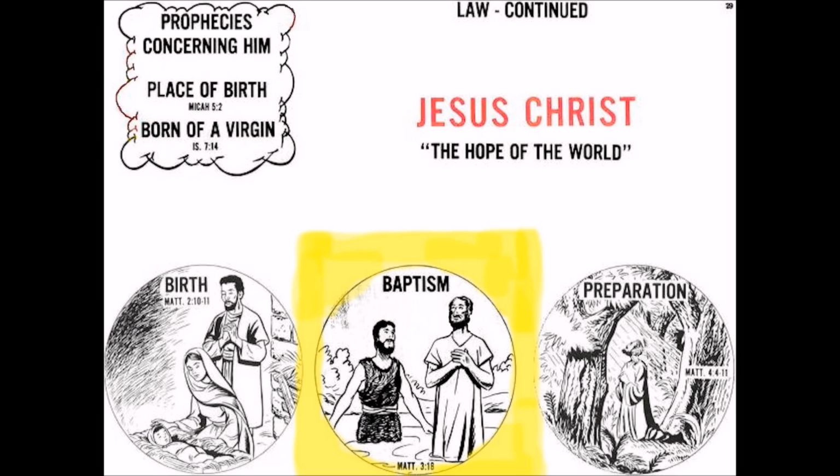John, not fully understanding, forbade him, saying, "I have need to be baptized of thee, and comest thou to me?" Jesus told John, "Suffer it to be so now, for thus it becometh us to fulfill all righteousness." John consented, and then baptized Jesus.